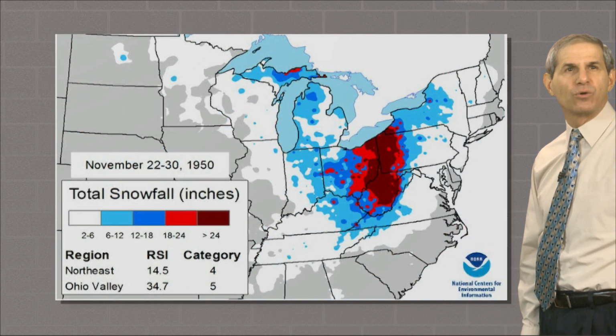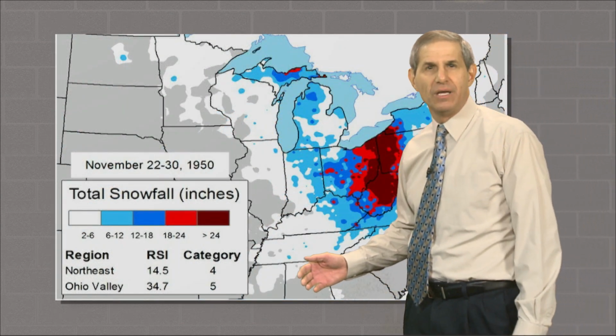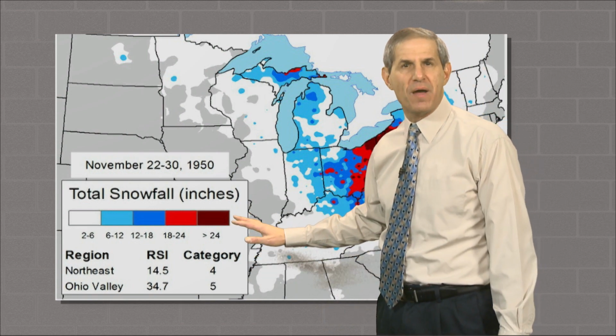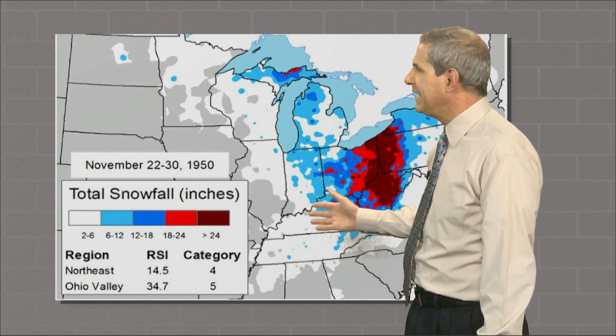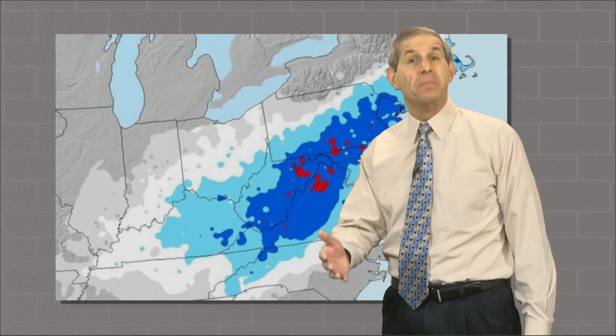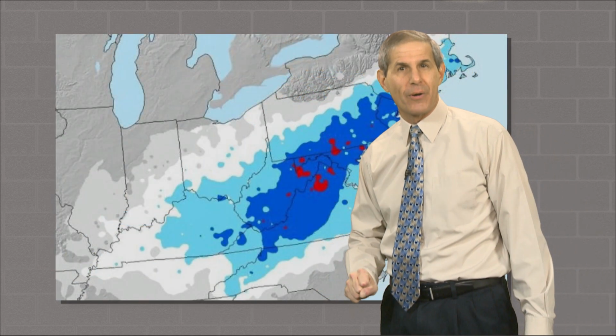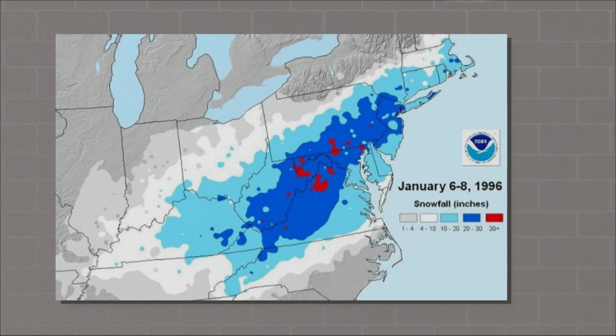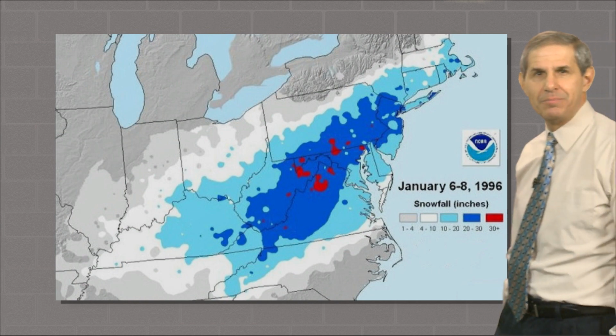In the Ohio Valley region, which includes Ohio, Indiana, and Illinois, the most extreme storm was a freak November 1950 storm. And in the Southeast, a more familiar storm is rated number 1 by the RSI, the January 1996 blizzard, mainly because of its impact in densely populated Virginia.